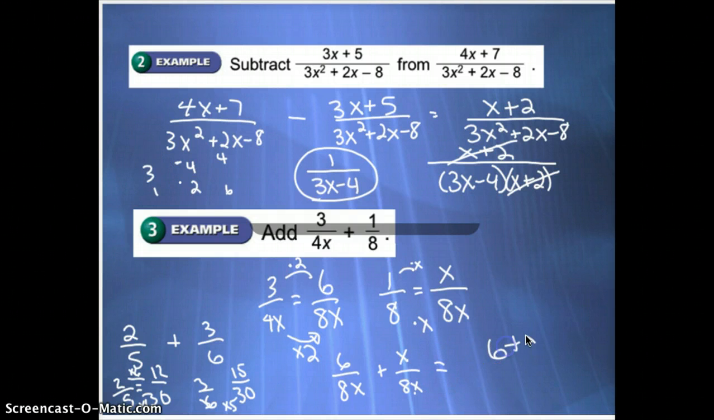I get (6 plus x) all over 8x. I look for anything I can reduce, but there are no common factors, so I'm done. All right, let's continue on and do just another example like this.